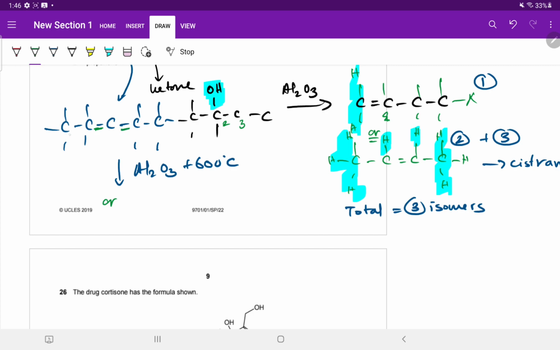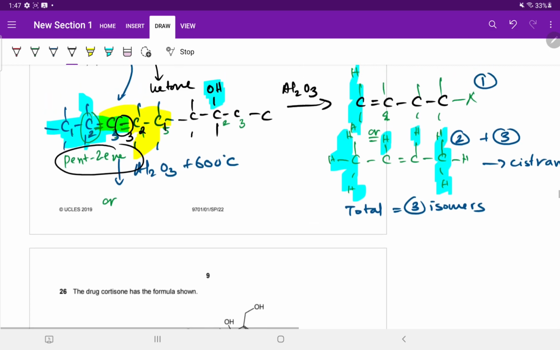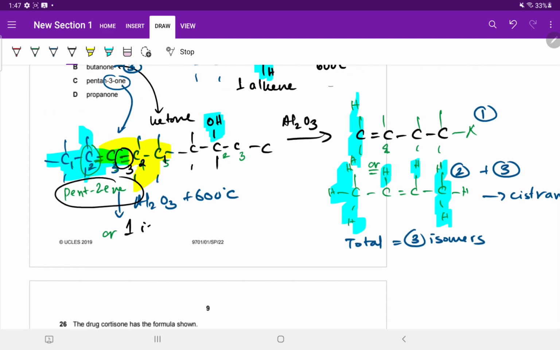But one thing, if you notice, the carbons are 1, 2, 3, 4, 5, so the double bond will always form at the second one. It will always form pent-2-ene, because if the double bond forms over here, then we have to start counting from the left hand side, so 1, 2, 3. If we consider this double bond over here, then we have to count from the right hand side, so 1, 2, 3. So it is always forming between the second and the third carbon. So it will always form pent-2-ene. As a result, this will only form 1 isomer.